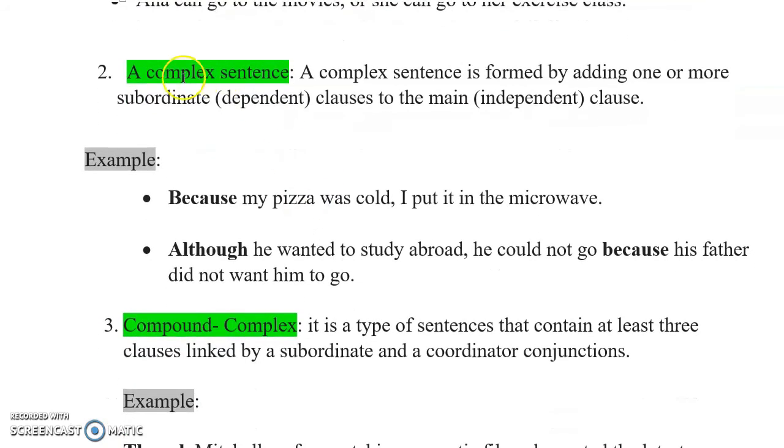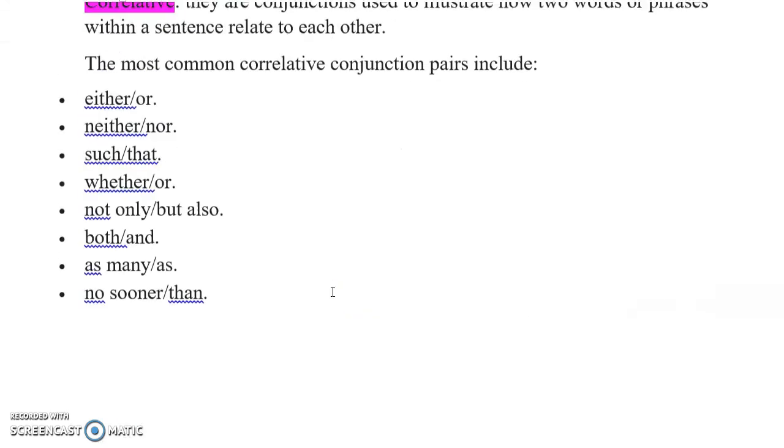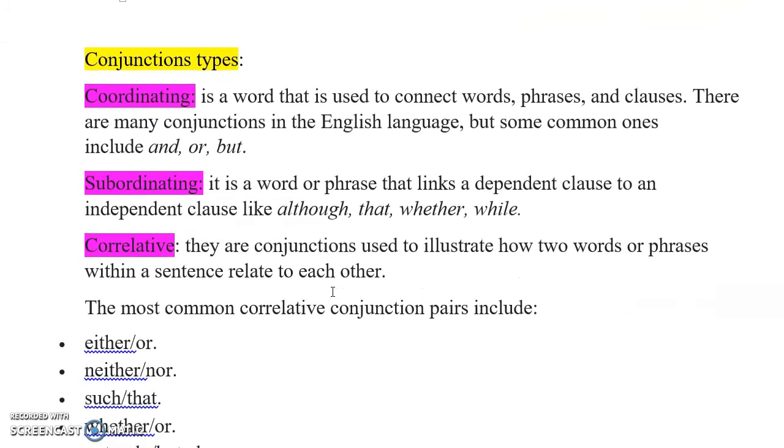The second type is a complex sentence. It consists of one independent and one dependent clause. They are linked with each other by a subordinate. And the last type is a compound-complex sentence. It consists of at least three clauses, and they are linked with each other using a subordinate and a conjunction.